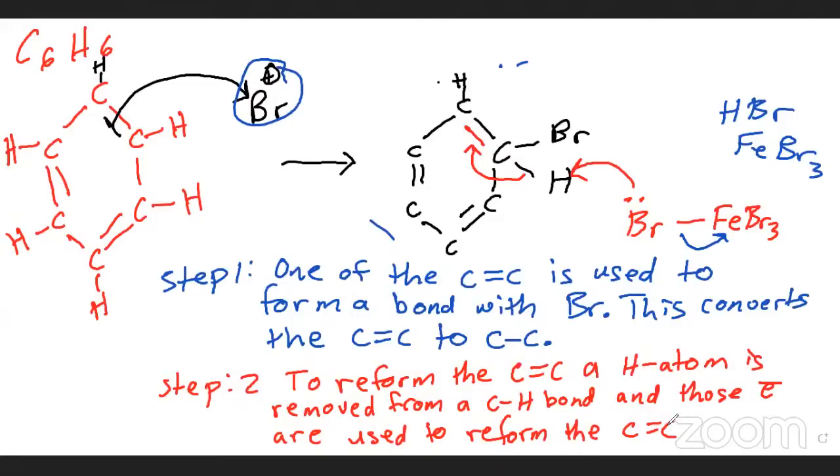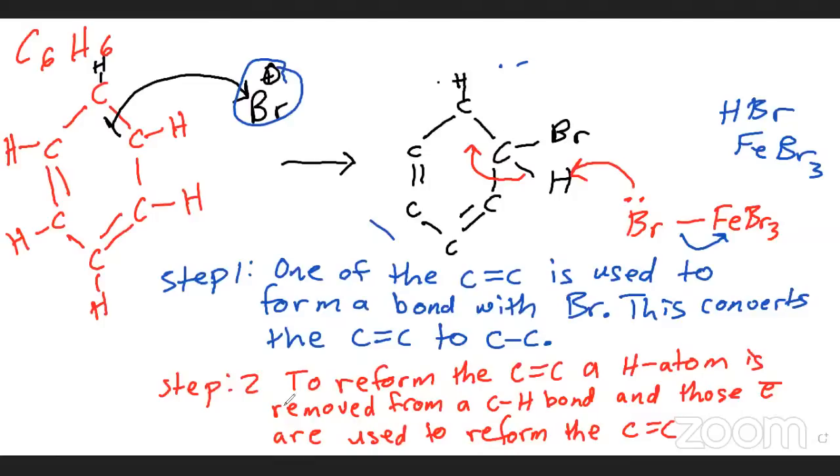All right, so that is what basically happened. If you look at what step one says, one of the carbon to carbon double bonds is used to form a bond with bromine. This converts the carbon to carbon double bond to a carbon single bond. Of the carbon to carbon double bond here, we used it to form a bond with bromine. When that happened, the carbon to carbon double bond was converted to a carbon single bond.